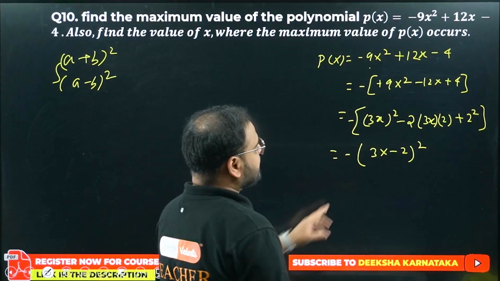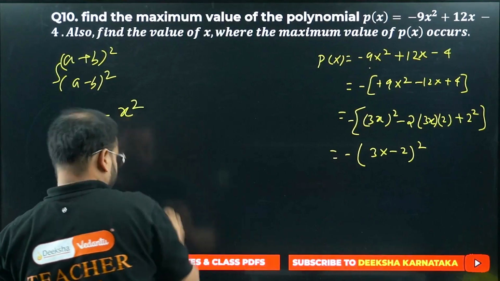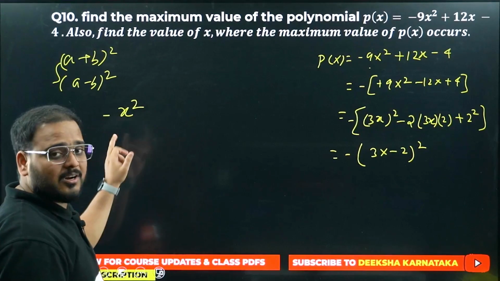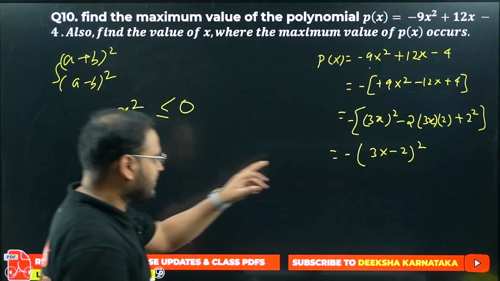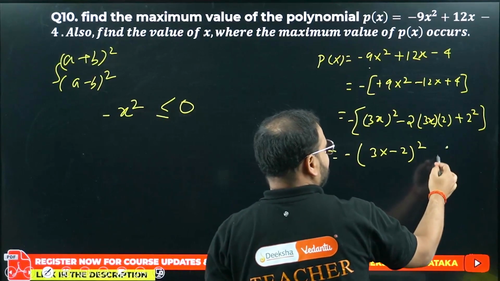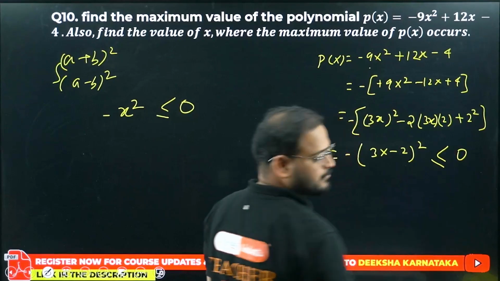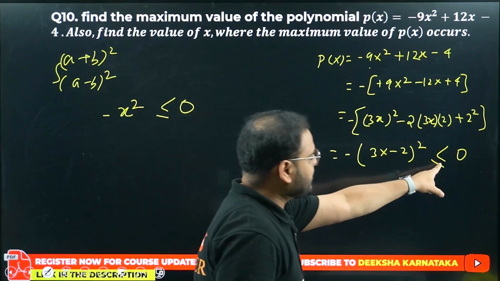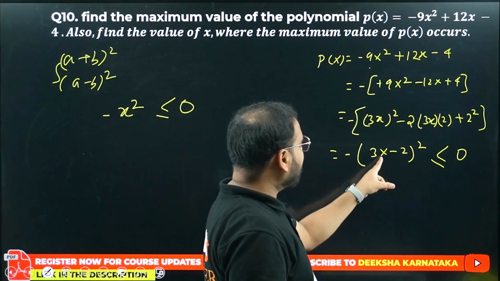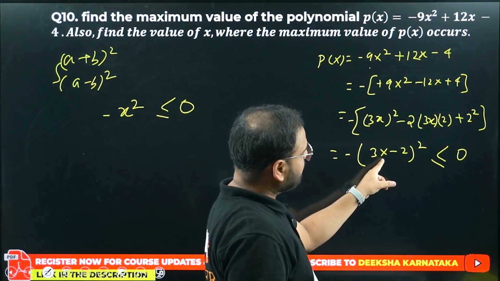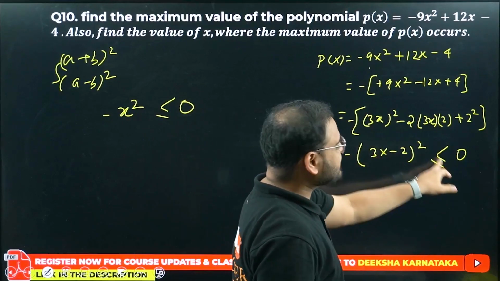Now you tell me which condition this is. It is something like minus x square, which is negative, sir, or maximum 0. So I can write it like this: it is either negative or at most it can be 0. That's why the equal to sign. If I don't write the equal to sign, it means it is always negative. But if x is 2 by 3, then what will happen? This will become 0, right? For that reason I'm writing less than or equal to 0.